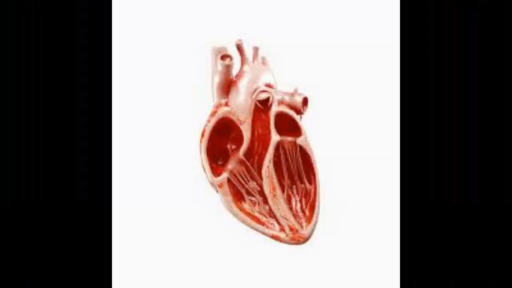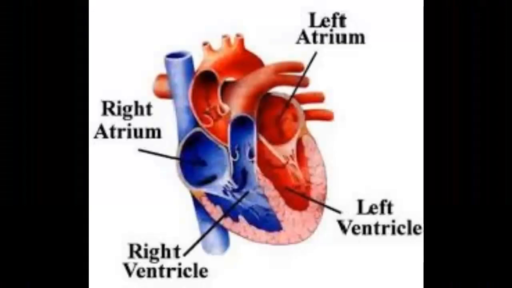Four chambers: the right atrium, RA, receives deoxygenated blood from the body. The right ventricle, RV, pumps it to the lungs via the pulmonary artery. The left atrium, LA, receives oxygenated blood from the lungs. The left ventricle, LV, pumps it to the entire body through the aorta.